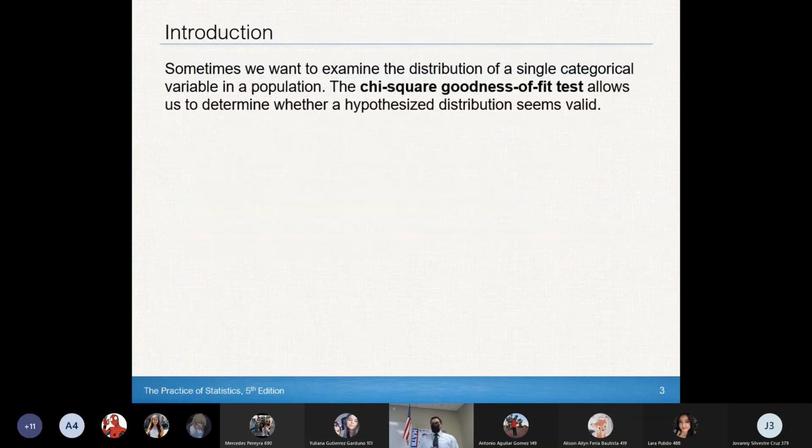So sometimes we want to examine the distribution of a single categorical variable in a population. The chi-square goodness of fit test allows us to determine whether a hypothesized distribution seems valid. So rather than comparing a single proportion, like how many blue M&Ms are in a bag, and if that proportion is what they claim it to be, the chi-square allows us to check the entire distribution for correctness without having to do a test for each individual thing, which is nice. That saves time.